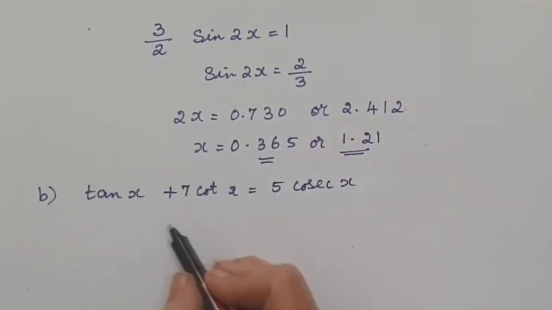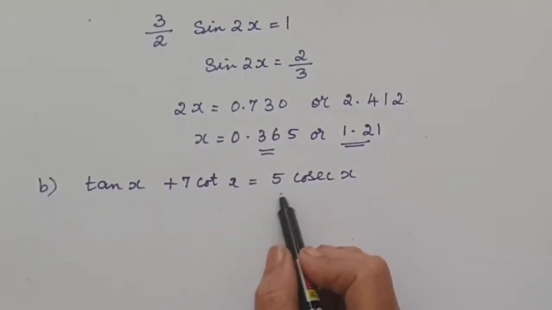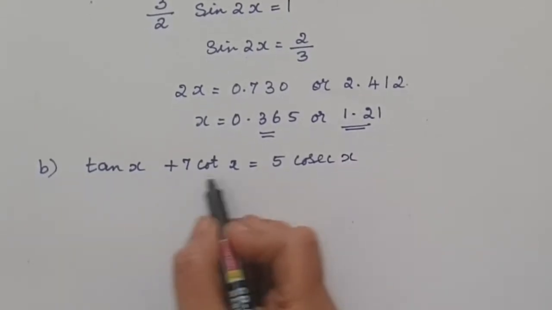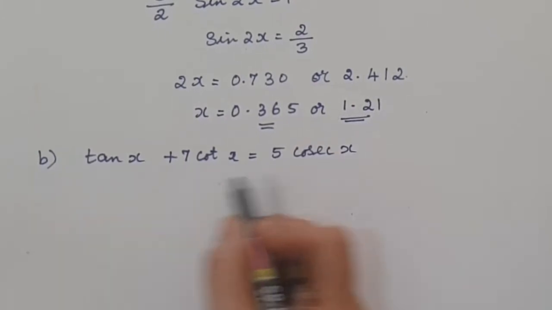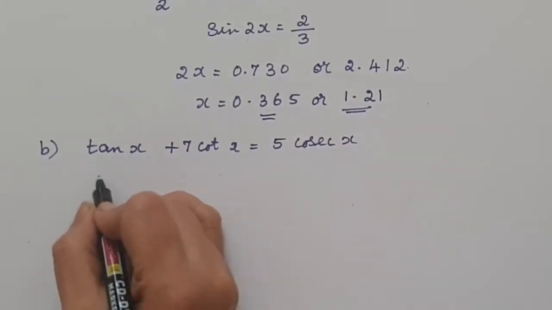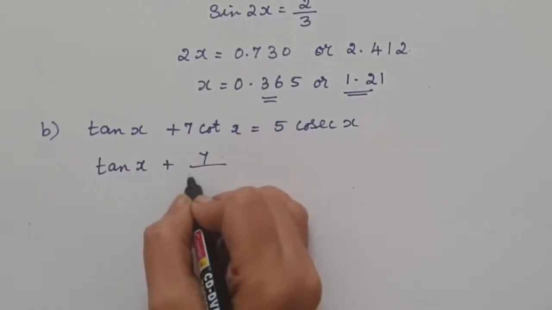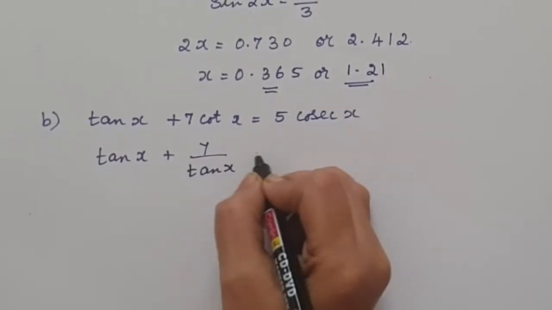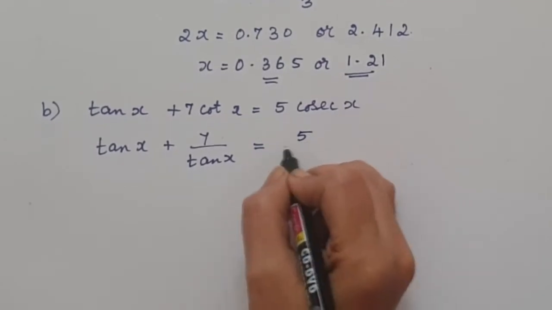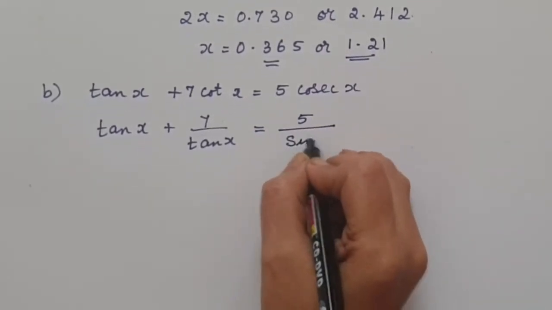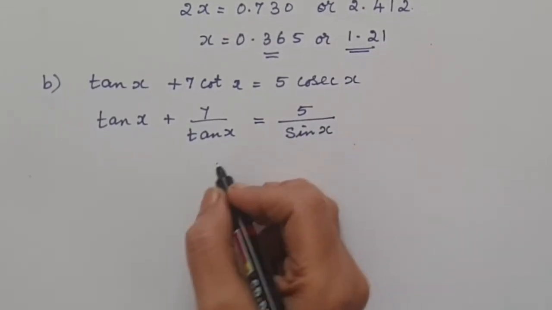Now the B part, tan x plus 7 cot x equal to 5 cosecant x. Now we'll just write this tan x. Here also it is tan x. And then we'll convert this into sin. So it is tan x plus 7 over tan x, since cot is 1 over tan, will be equal to 5 over cosecant, which can be written as sin. So it is 5 over sin x.